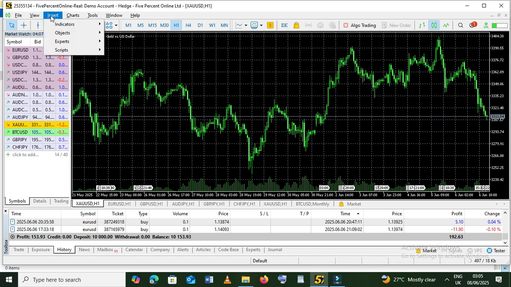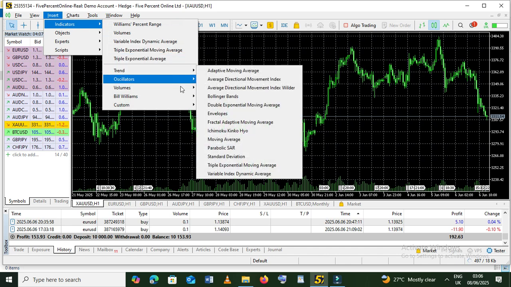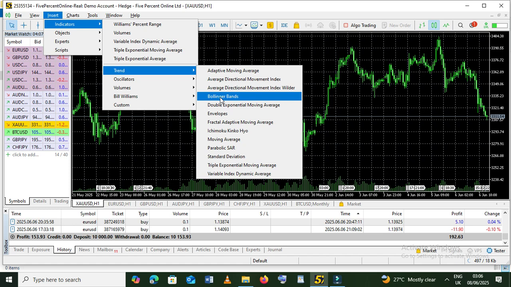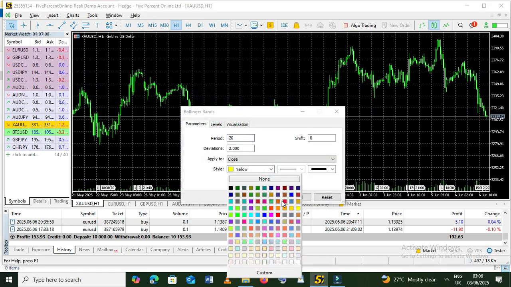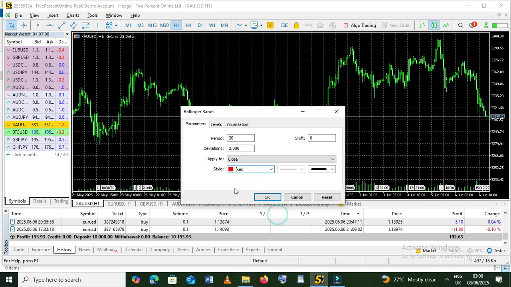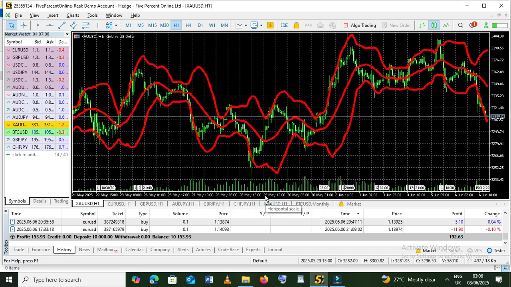Next, the third trend indicator that I will teach. Click on insert, click on indicator, then click on trend, click on Bollinger Bands. I will choose red at this point. Then I'll still maintain the tick bar. I'll leave my Bollinger Bands at 20 period. Then I'll click OK. So how do you analyze the forex market using these Bollinger Bands?